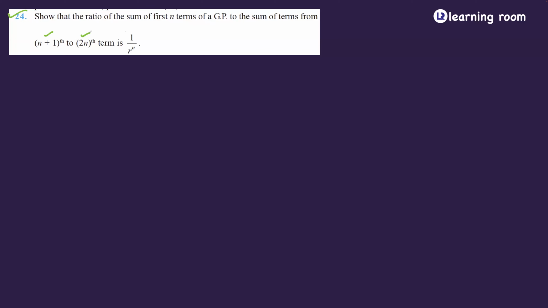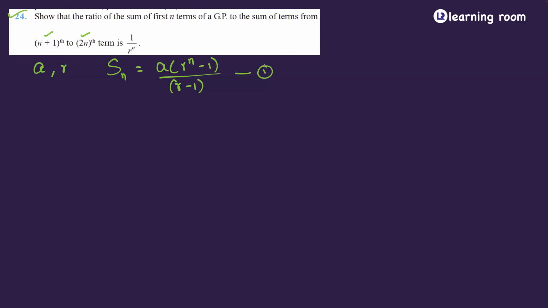So when I calculate, if I take the first term to be a and the common ratio to be r, then what is going to be the sum of the first n terms? A into r power n minus 1, the whole divided by r minus 1, accepted. So let this be equation number 1.